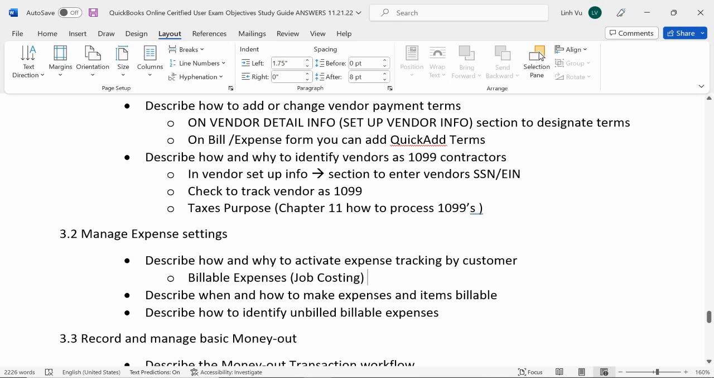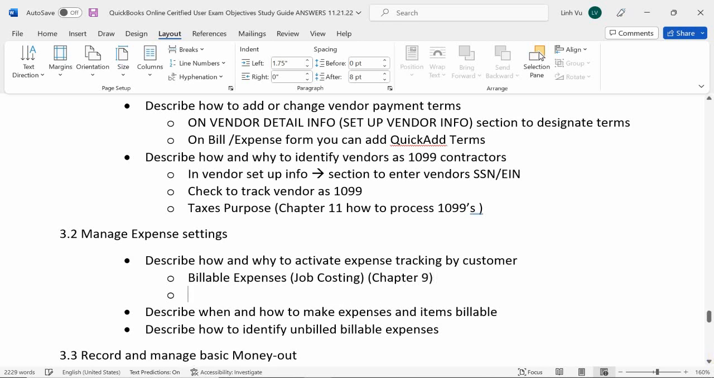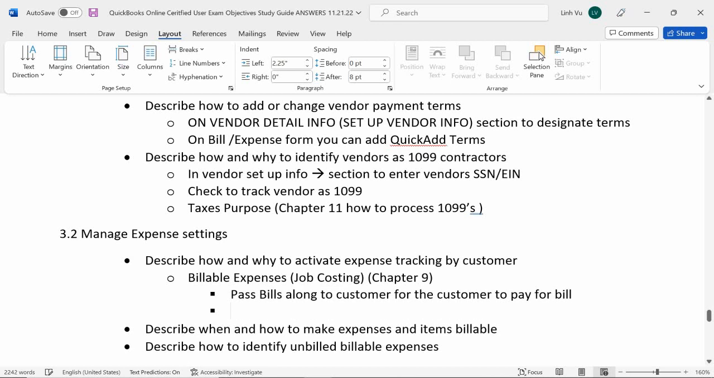Okay, so we see this predominantly in Chapter 9, where we can pass bills along to customers for the customer to pay. So that's what it does here. Instead of you paying for the expense, you're going to have your customer pay for the expense, right? Usually this is because you are purchasing or requiring a specific service for this particular customer.